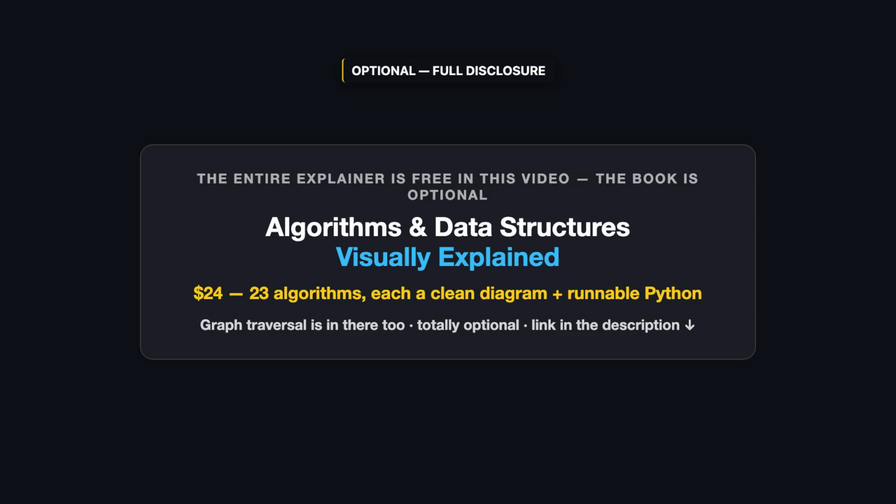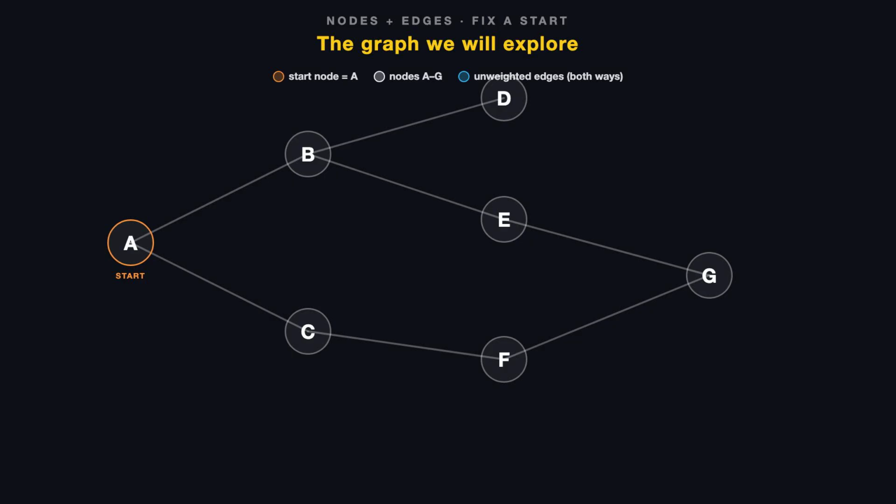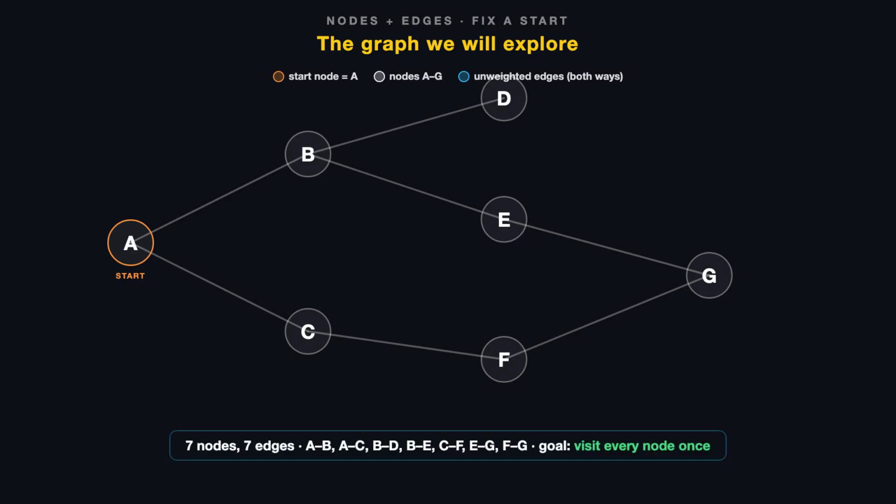Now, let us explore a graph. First, the graph itself. A graph is just nodes connected by edges. Here we have 7 nodes, A through G, joined by edges. A connects to B and C, B connects to D and E, C connects to F, E and F both connect to G. These edges are unweighted, no distances, no costs. An edge just says, these two nodes are neighbors. And they run both ways.